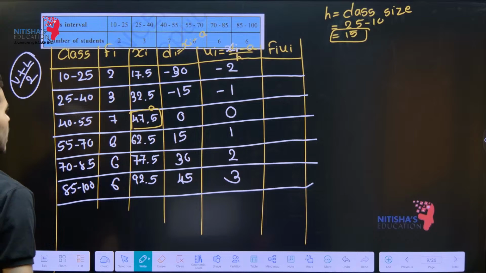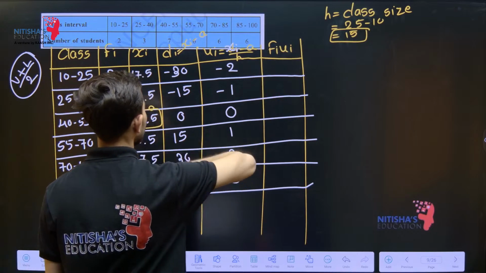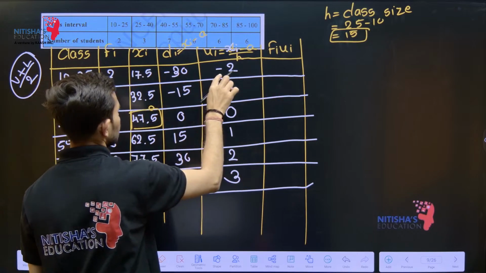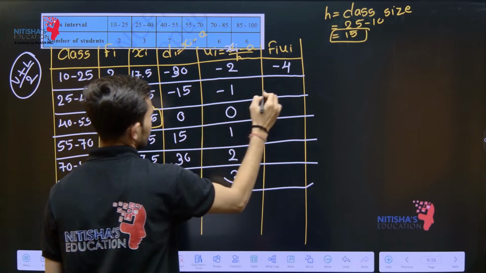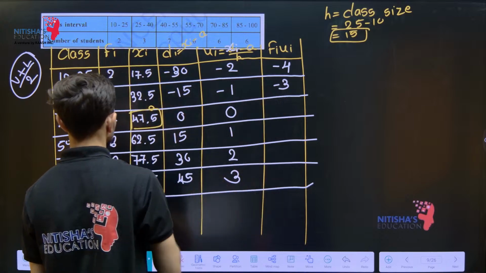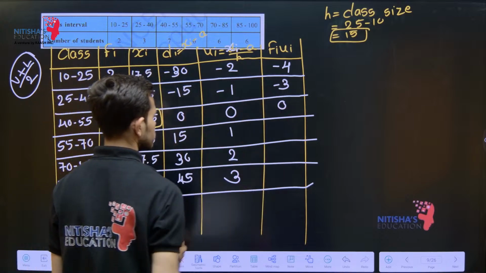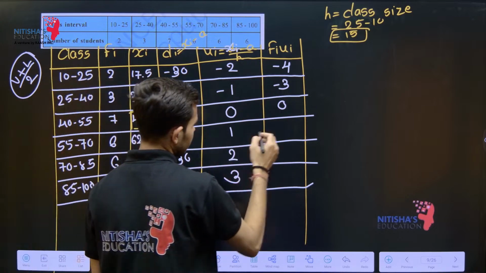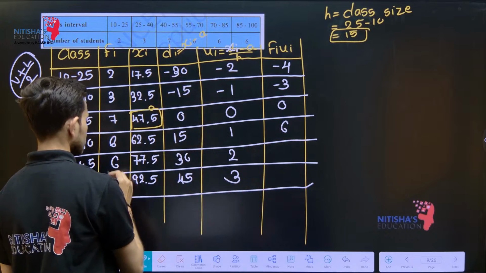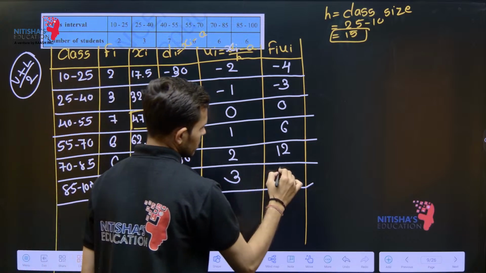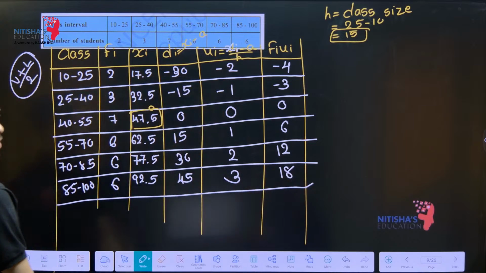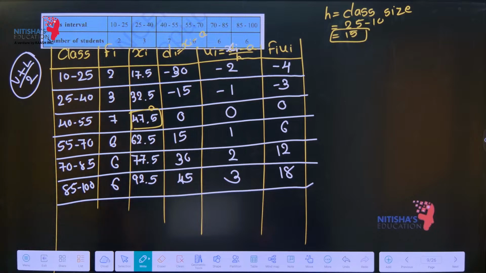Now we have to find the product of fi ui. So fi is 2, ui is minus 2, then it will be minus 4. 3 multiplied by minus 1, minus 3. 7 multiplied by 0, it's 0. 6 multiplied by 1, it will be 6. 6 multiplied by 2, it will be 12. And 6 multiplied by 3, it will be 18. So in this way we can find fi ui.